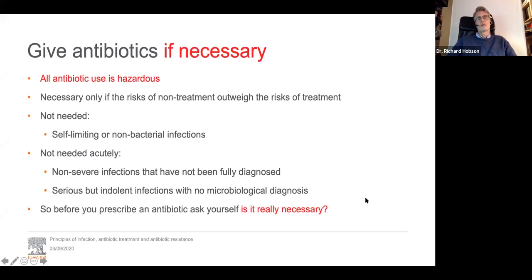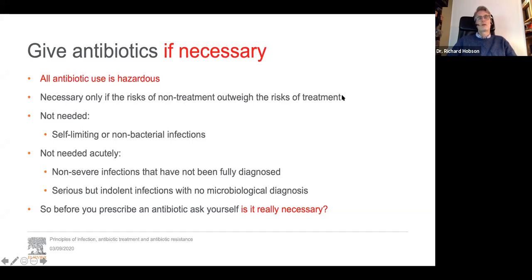So in terms of giving antibiotics, all I've been saying up to now is about choosing antibiotics, but the really important point is you only give antibiotics if necessary. And the thing you should have at the top of your mind before you prescribe an antibiotic is that all antibiotic use is hazardous. It's necessary only if the risks of not treating the patient outweigh the risks of treating the patient. And of course, there are a lot of risks associated with treating a patient with antibiotics. First of all, the risks associated with any drug, allergy and general adverse effects.